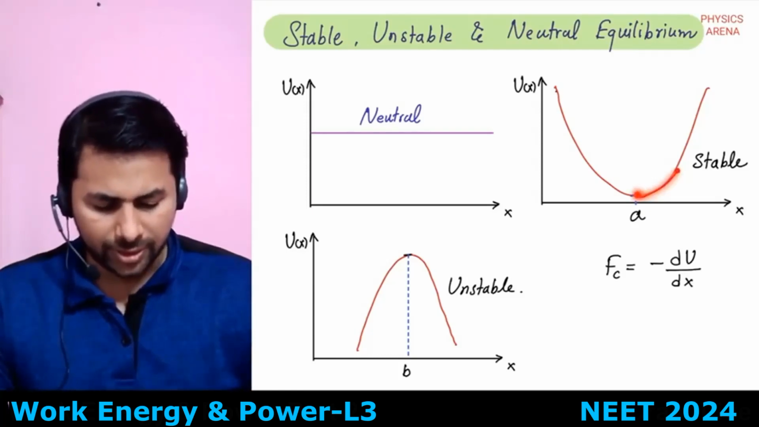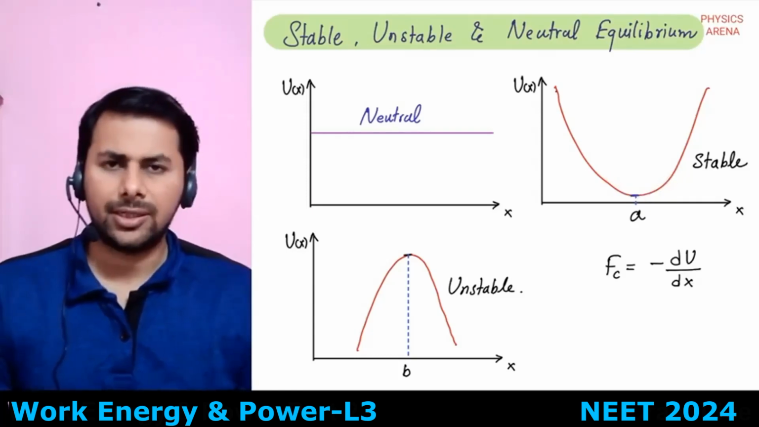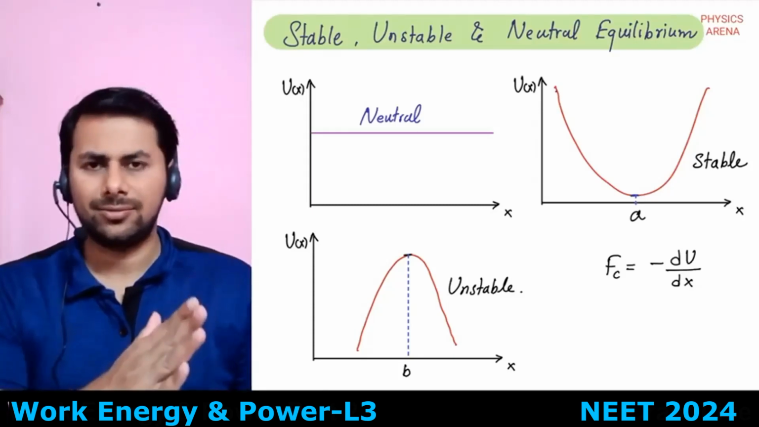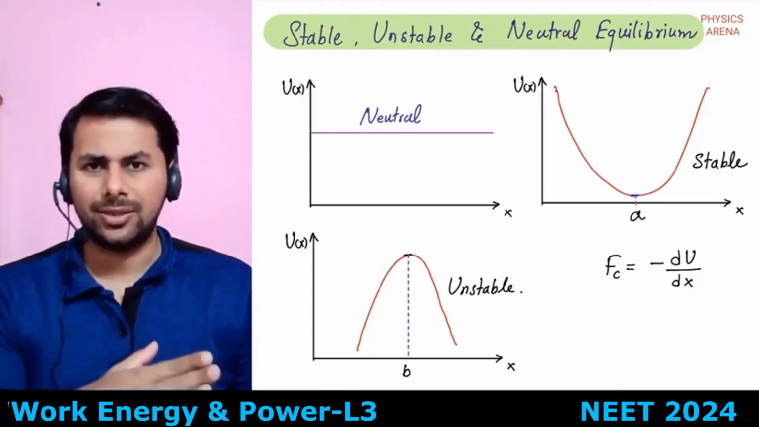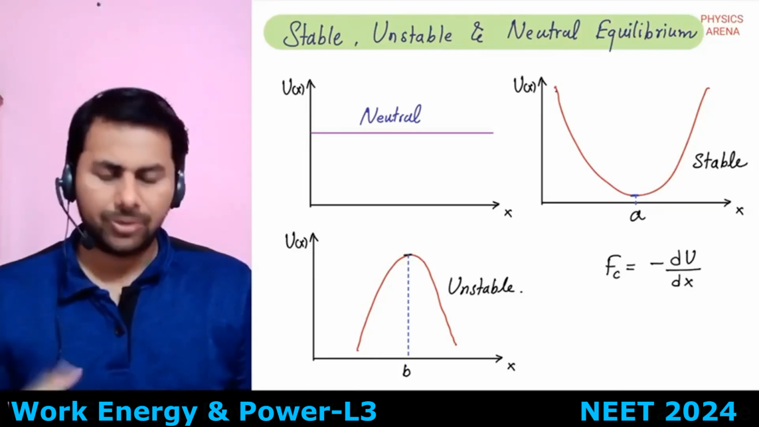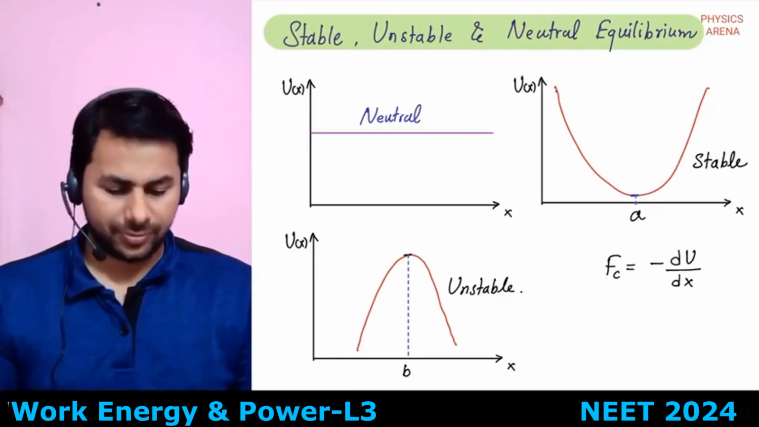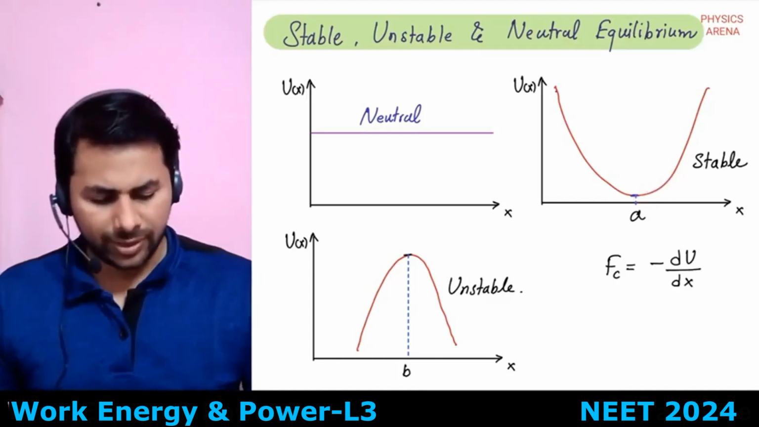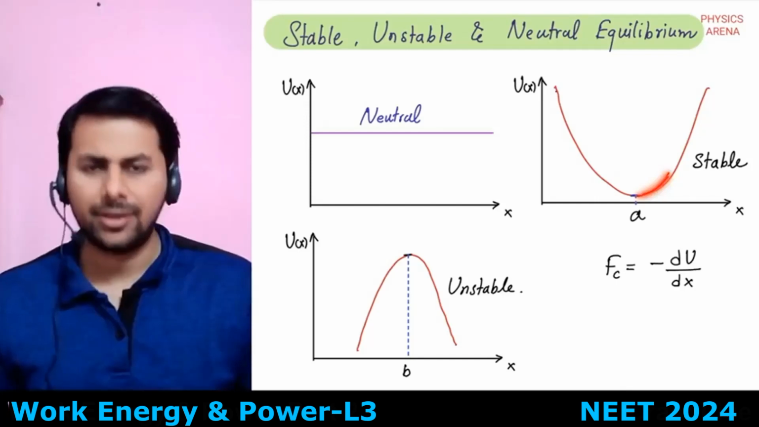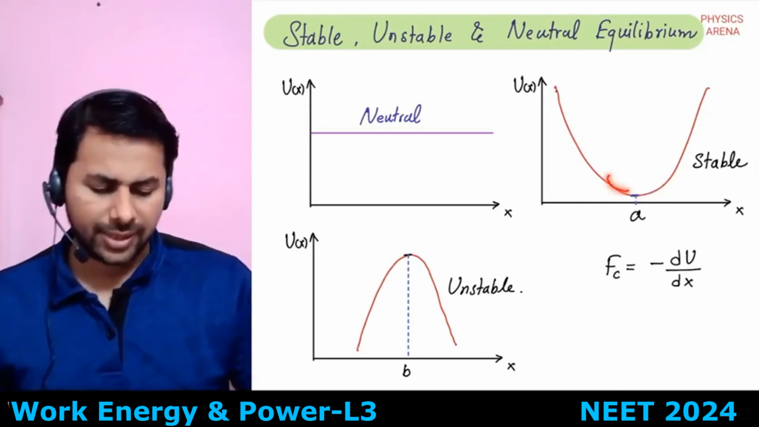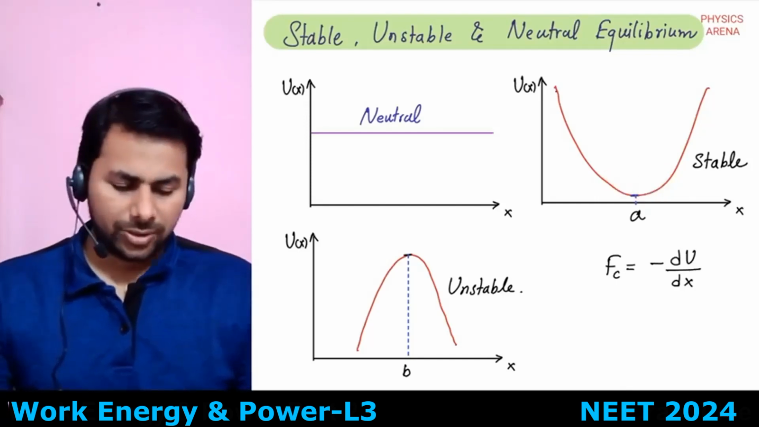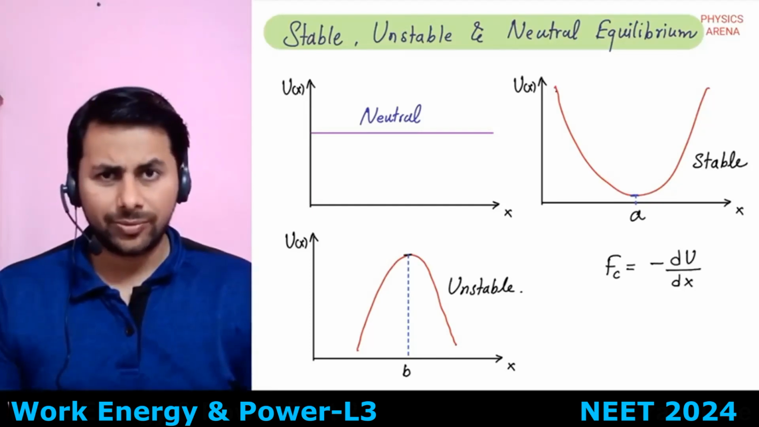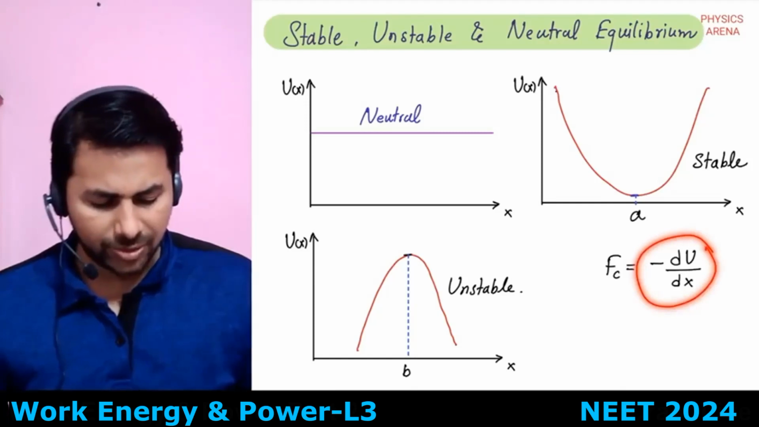If you move this body on this side as well as on the other side, what will happen? The slope is increasing, right? The slope is increasing. So if you take the derivative of U on this side, it will be positive. On the other side, it will be negative. So if you find the force, it is minus the derivative of U.